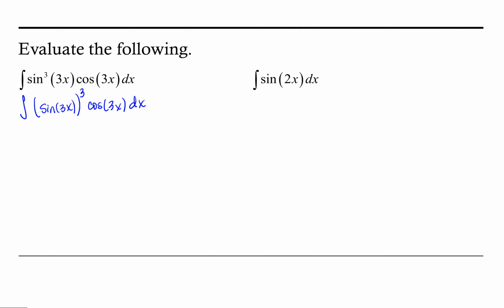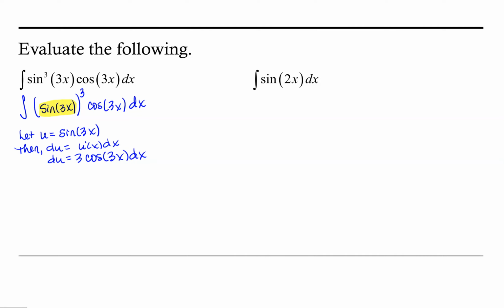I could think about sine of 3x as being the inside function of a cubic function. And I could think about, okay, well, what would happen if I let u equal sine of 3x? Well, then du would be u prime of x dx, which in this case is 3 times cosine of 3x dx.